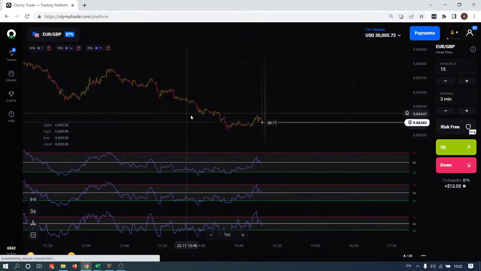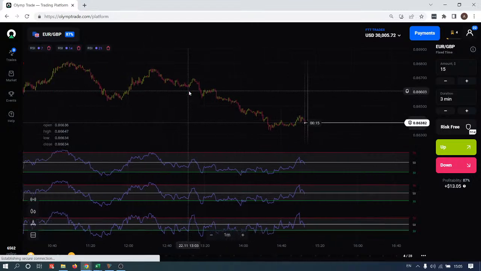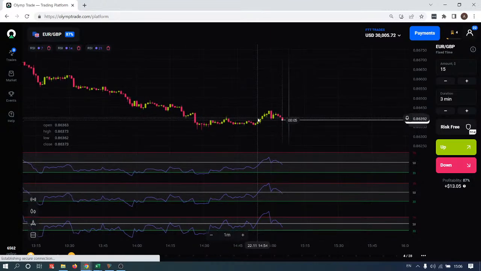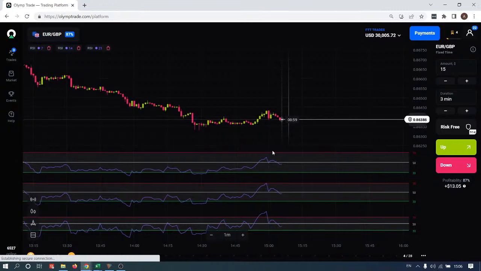Basically, what I have are 3 RSI indicators: the RSI with a period of 7, the 14 RSI, and the 21 RSI. They are all variations of the same indicator. This indicator is called the relative strength index, or the RSI indicator for short.